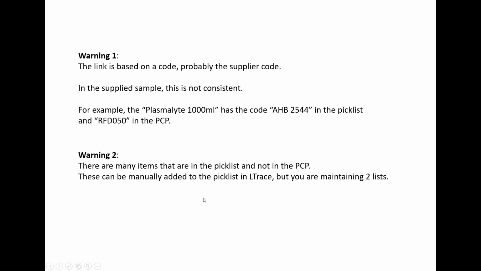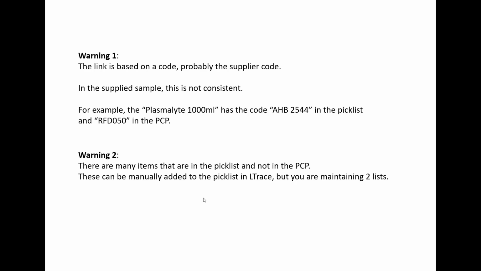Okay, a couple warnings. The first warning is the link is based on a code, and it's probably the supplier code. In the sample that you sent me, I can already see that that's not consistent. So, for example, you've got Plasma Light 1000 mil, and I think it's the same item, but in the pick list it's got the code AHB2544, and in the PCP, RFD050. So as far as I could tell automatically, they're two totally different items, but by the looks of it, I'd say they're not. And so you'd have to make sure that the code is consistent for both sides.